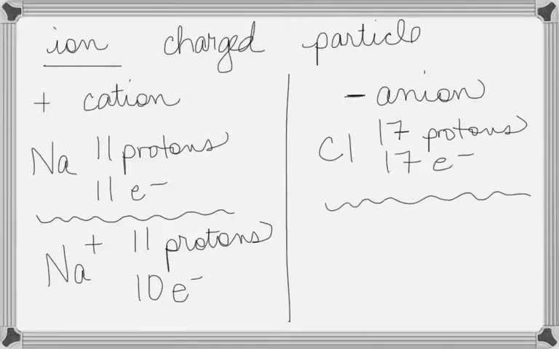Do any of y'all know what kind of charge chlorine likes to have? Chlorine likes to have a -1 charge. So how are the protons and electrons going to change for a chlorine with a -1 charge? Still 17 protons and 18 electrons. So in order to become a cation, we take away electrons. In order to become an anion, we add electrons.